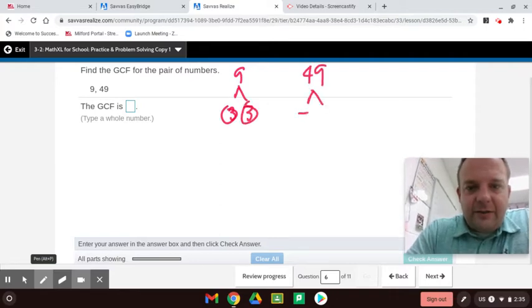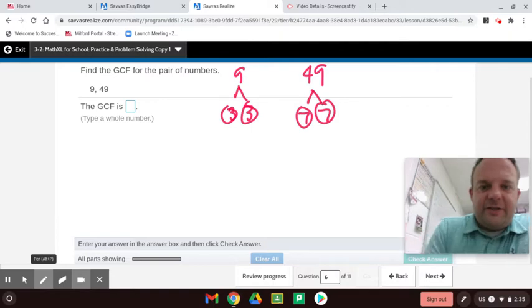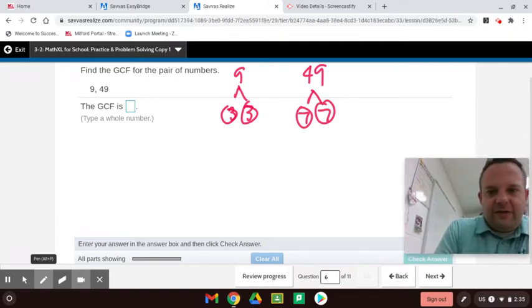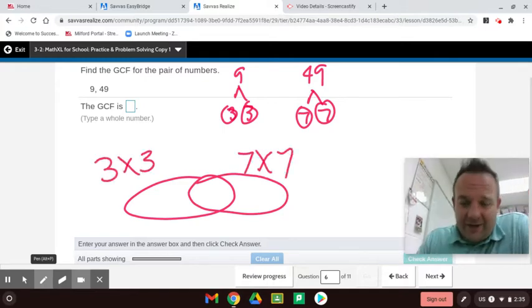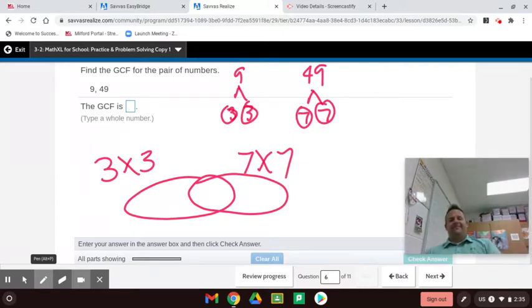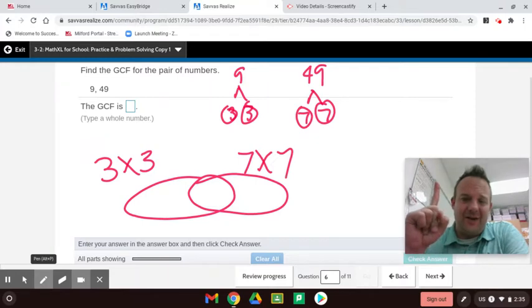9 and 49 is 7 and 7, we're finding the GCF. Oh, I'm glad this happened, guys. We can get a good point across here. What do they have in common? Guys, there's only one factor that these have in common. Only one number that they have in common. What is the only one number? The one.